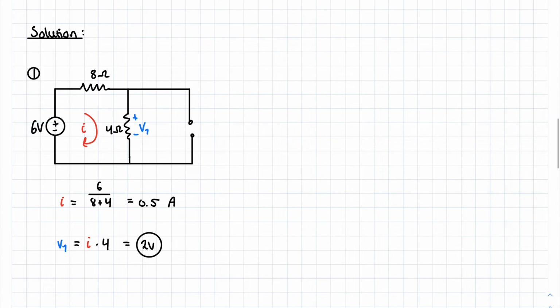And now it's really easy to find V1. We just need to find the current through the 4 ohm resistor. So we get I equals 6 divided by 8 plus 4, which is 0.5 amperes. And now V1 is equal to I1 multiplied by 4, like you can see on the photo, which is 2 volts. And so now we have obtained V1, which is the voltage across the 4 ohm resistor due to the 6 volt source alone.